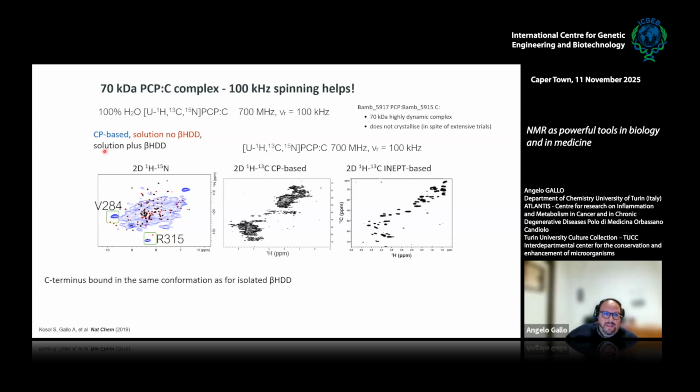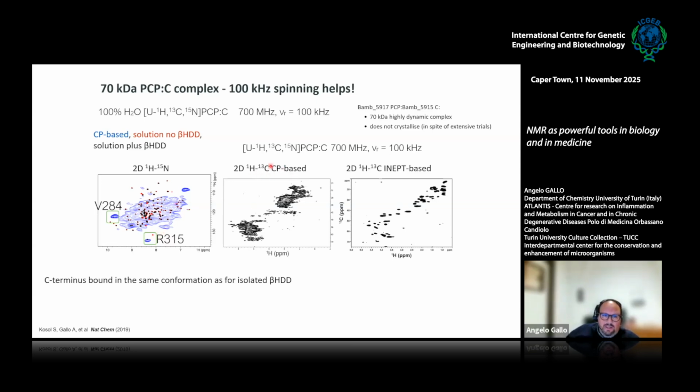Keep in mind that this is the solution plus BHDD, and the CP-based, a solution with no BHDD. So you can see already some of the chemical shifts, in particular for valine 284 and arginine 315, matching the ones that we have in solution. But to be absolutely sure, we need to assign the entire protein.